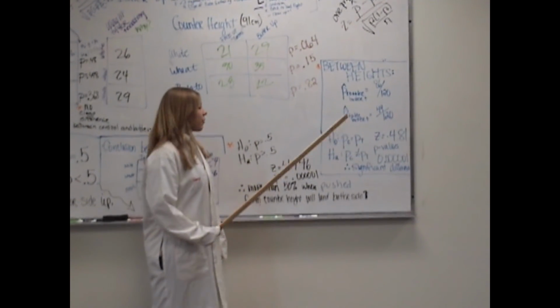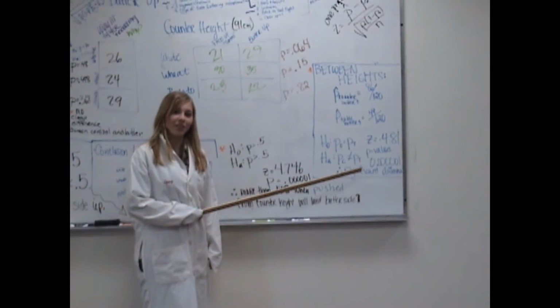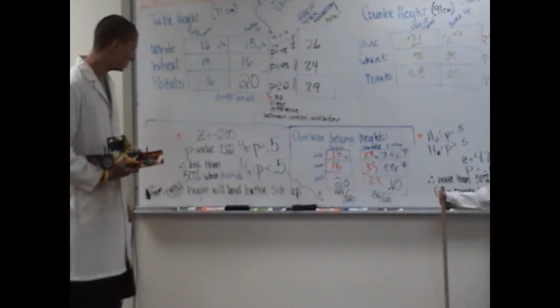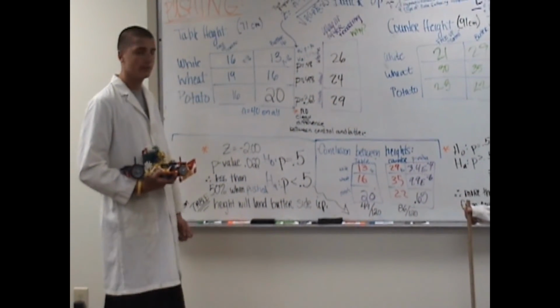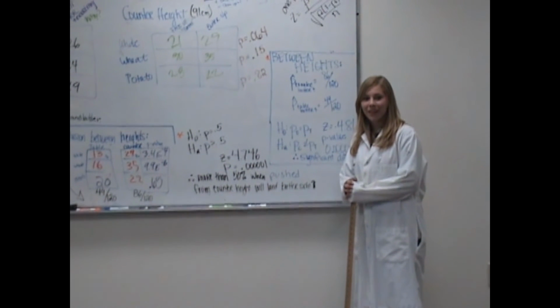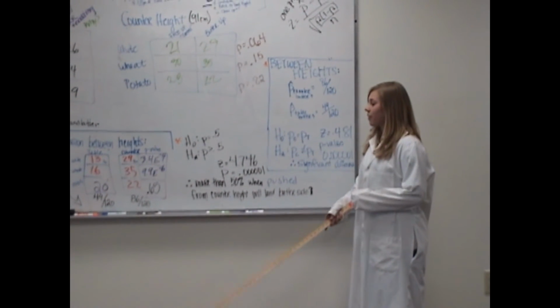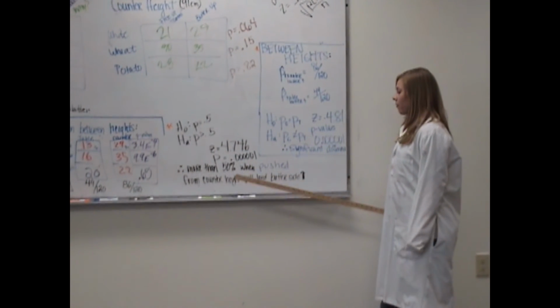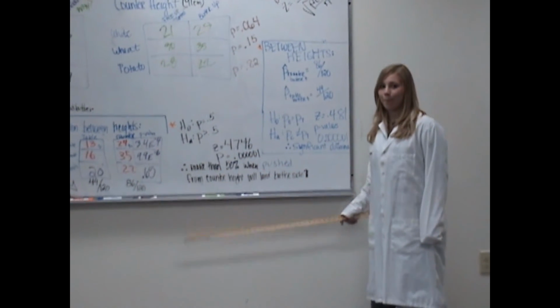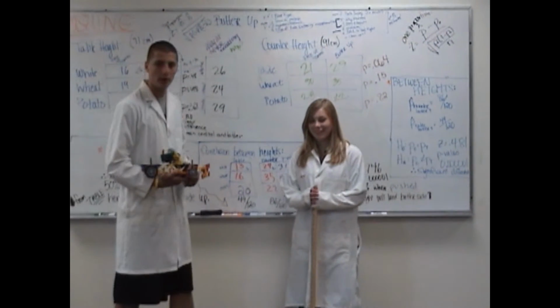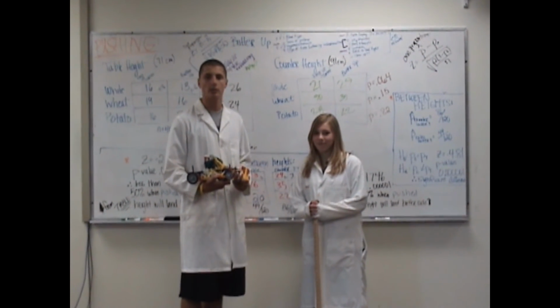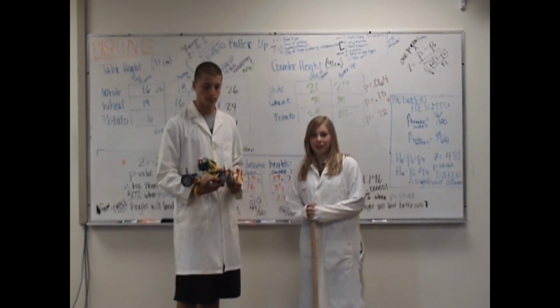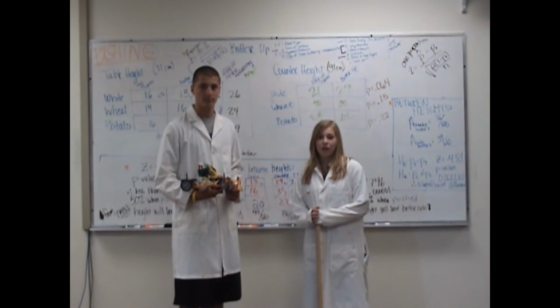Between the heights, there was indeed a significant difference. When you looked at when the toast was pushed from a table, less than 50% of it would land butter side up. In contrast, when the toast was pushed from a countertop height, more than 50% will land butter side up. In conclusion, we can say that butter had no effect on which side the toast landed on. The only factor that affected which side the toast would land on was the height.